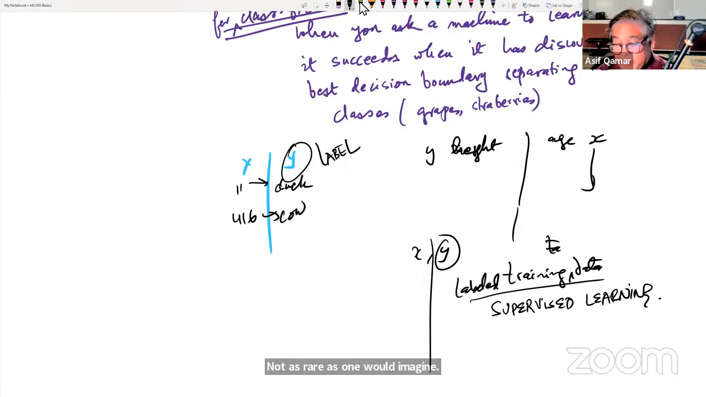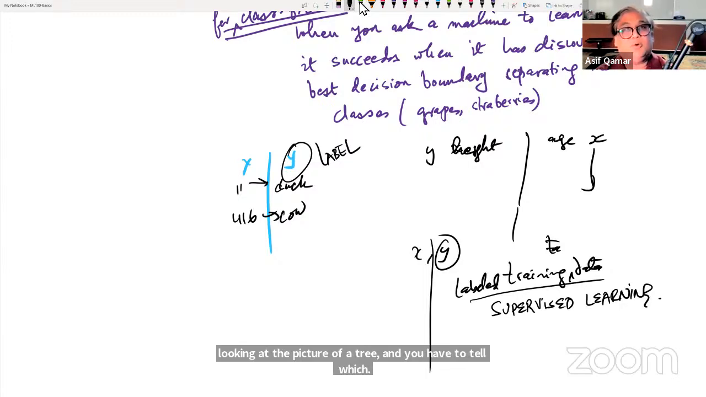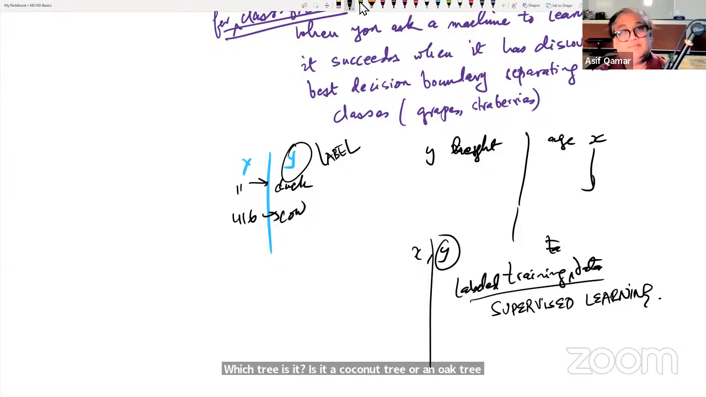So we'll come to those metrics, but let's take a few examples of classification. You're looking at a flower, and you have to tell, either from the image or the properties of the flower, the size and width of the petal and sepal, which species of flower it is. That's a classification problem. You're looking at the picture of a tree, and you have to tell which tree it is. Is it a coconut tree or an oak tree? Is it a weeping willow? Or is it a pepper tree? Coconuts and oaks are easy to distinguish, but perhaps weeping willow and California pepper tree are slightly harder to tell apart.